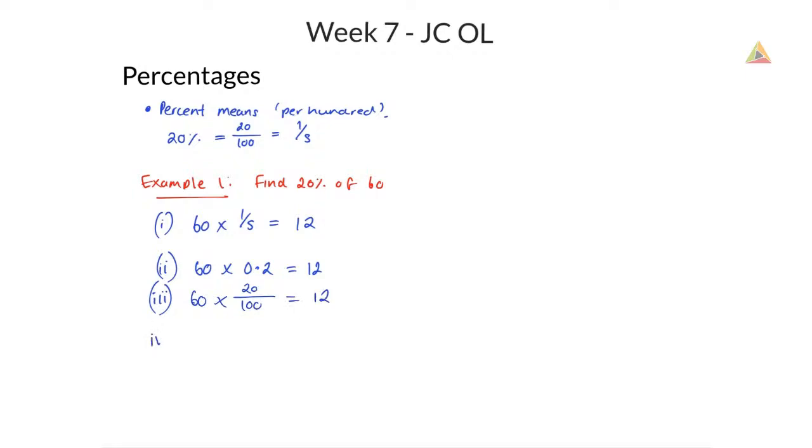Now there is a fourth way that you can do this, and this is by getting 1% of 60. So the way we get 1% of 60 is going to be the total, which is 60, divided by 100. To get 1%, that's 0.6. So that's what 1% is. We are looking for 20%. So 20% is going to be what you have for 1%, which is 0.6, multiplied by 20. And if you put that into the calculator, you will get 12. So that's a couple of different ways to do that.